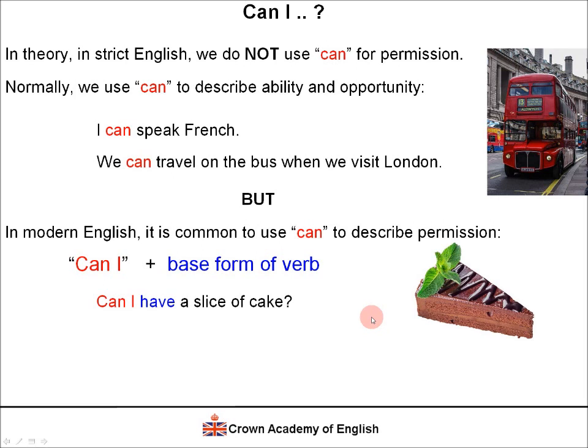So example. Can I have a slice of cake? Can I go to the park with my friends? So here we are in fact asking for permission to go to the park. We're not asking, am I physically able to go to the park? So this is in modern English, okay? In practice, in fact, people do use can for permission, even though strictly it is not correct.